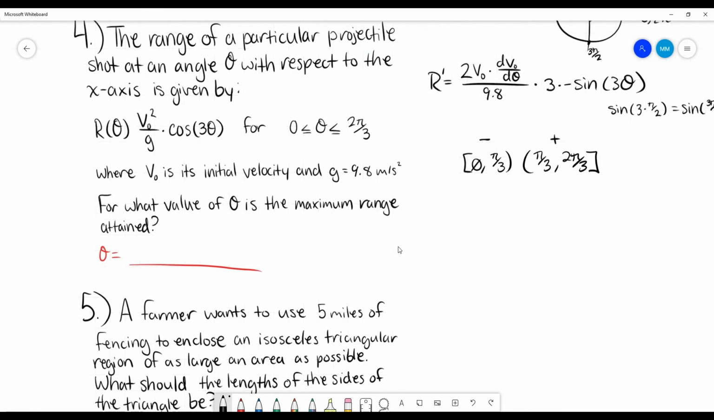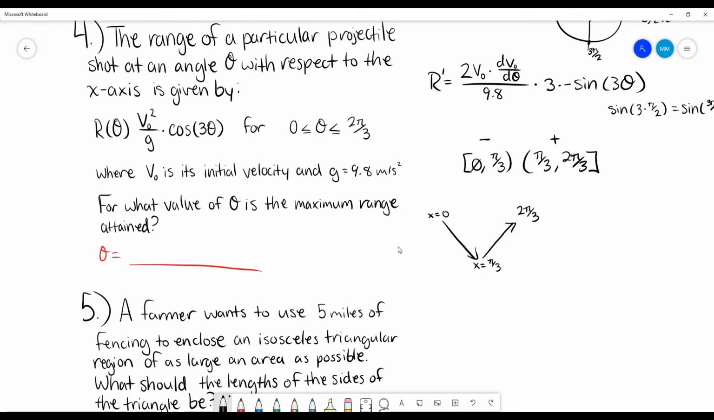And what that means, as I can kind of sketch this out, I've got my x equals 0, and I'm starting at x equals 0, and then I'm decreasing because it's negative on this interval, all the way down to when x equals pi over 3. And then from pi over 3 to 2 pi over 3, I'm increasing to 2 pi over 3.